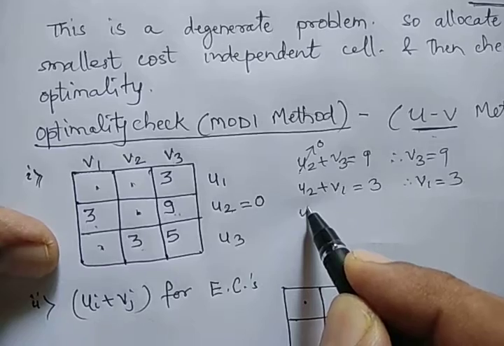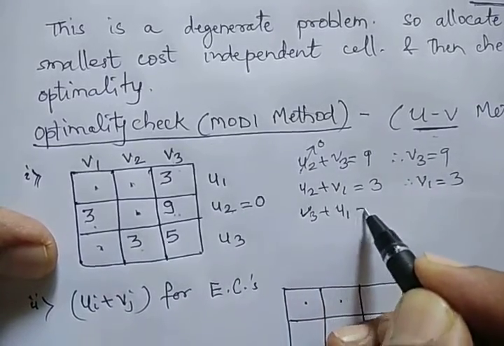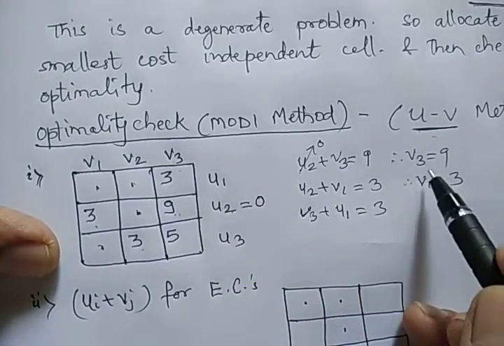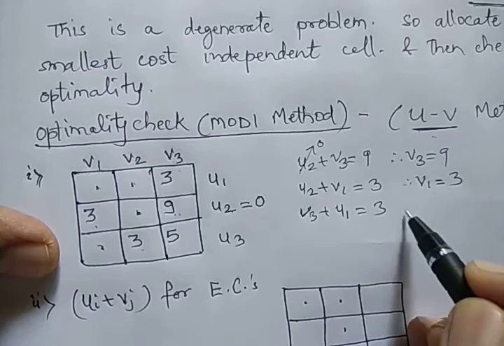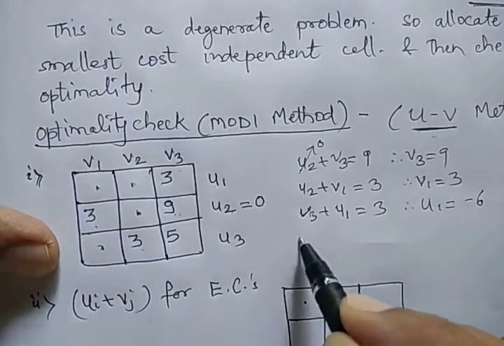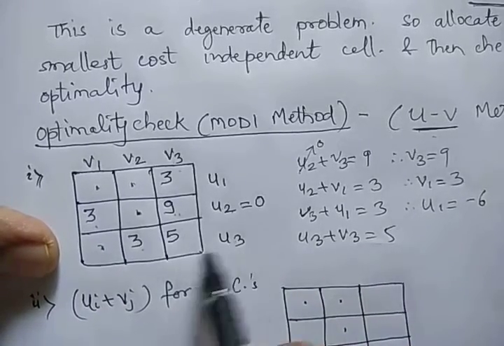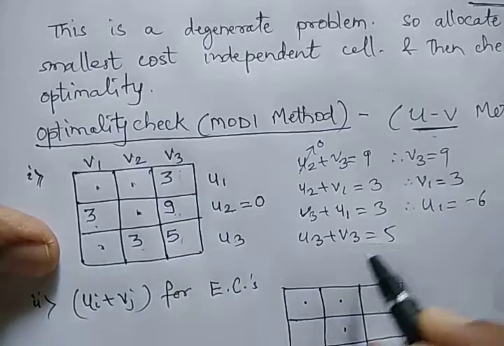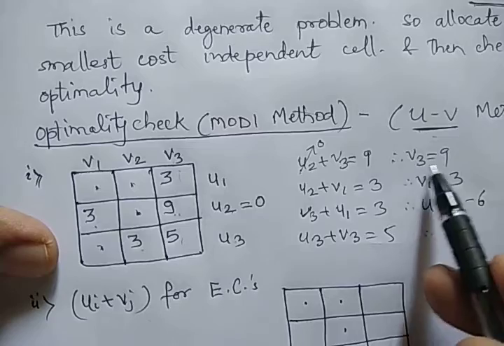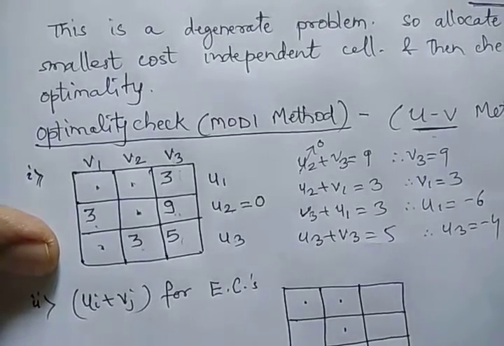U3, we will take V3 now. V3 plus U1 is equal to 3. This first one. But I know now V3. V3 is 9. So therefore U1 is equal to minus 6. Similarly U3 plus V3 is equal to 5. Correct? We know V3 is 9. So therefore U3 is equal to minus 4.